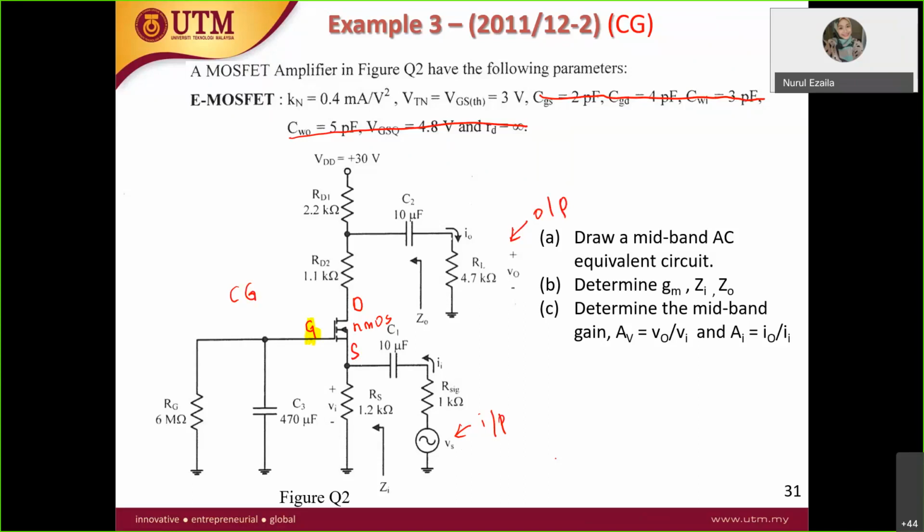This is very interesting. The circuit looks very interesting. I will copy first.